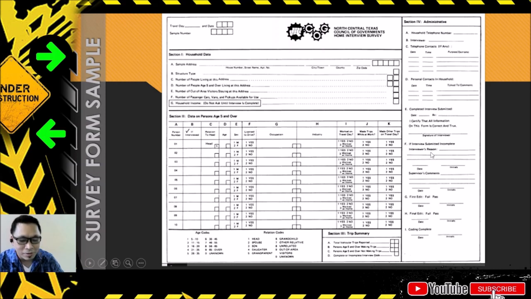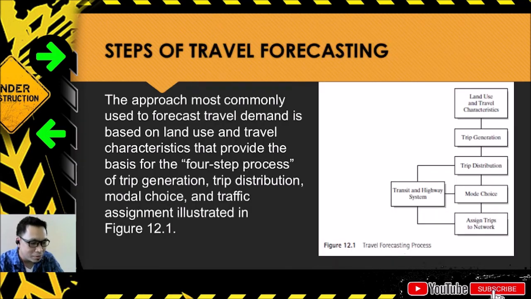Okay, so on the next stage class, di ba sa atong next stage sa atong transportation planning was the transportation model, right? Okay, so ma-discuss nato na ang isa dira, no. Okay, in order for us to do the forecasting, okay, there are steps of travel forecasting, no. The approach most commonly used to forecast travel demand is based on the land use and travel characteristics. So that provide the basis for the four-step process of trip generation, trip distribution, modal choice, and traffic assignment illustrated in figure 12.1. Okay, so mao na siya karon ang atoang transportation model.